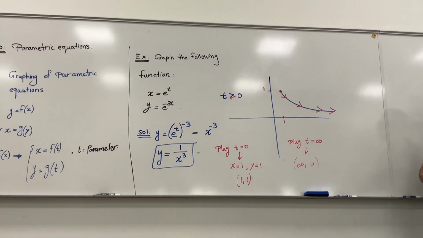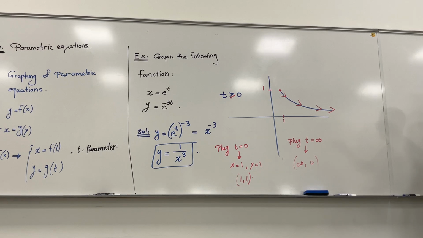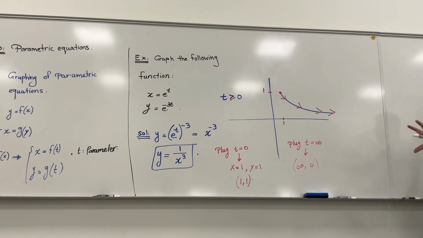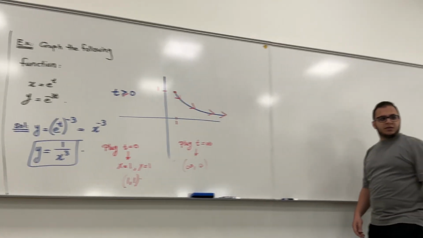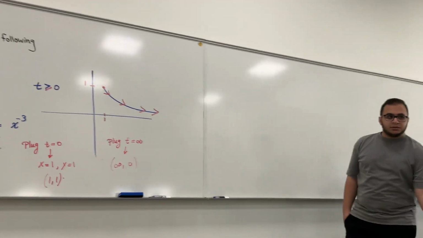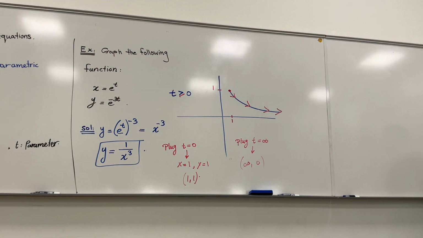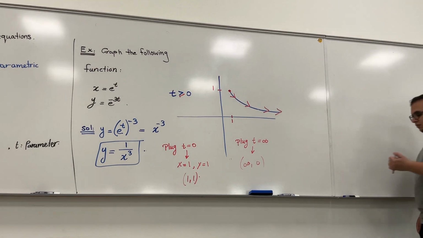You can look at other questions where they, for example, ask you to sketch with a table. Okay? You can make a table, plug certain values of t, you'll get some coordinates and sketch like this. Why did it start at 1? Why did I decide t to start from 0? Okay? That's it. Next.